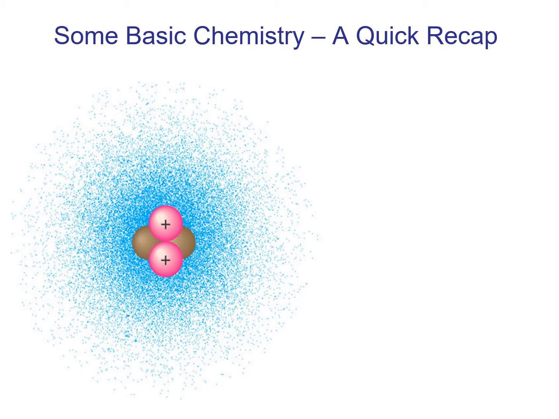So what you're seeing here is a model of a helium atom. And the helium atom has 2 protons. Those are shown with the positive charges in pink. And then we've got 2 neutrons surrounding that, and together they make up the nucleus of the atom. And then around that we have electrons. We would have 2 electrons.